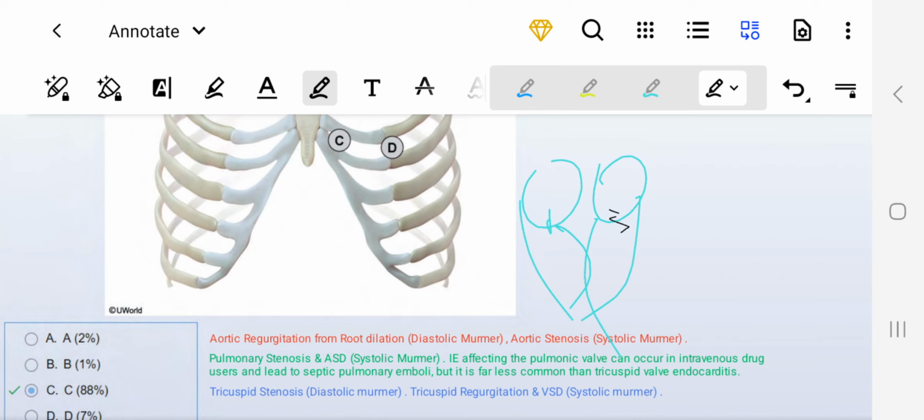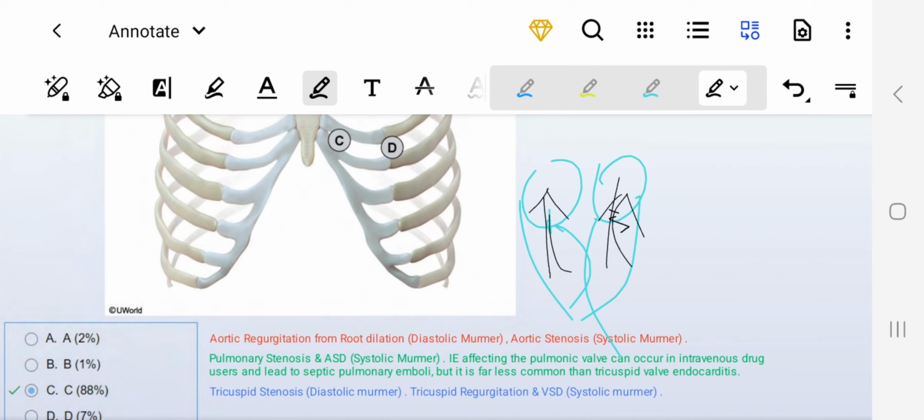For these, whenever there is stenosis, they will produce a diastolic murmur. But whenever there is regurgitation, that is the fluid is moving in the backward direction, that will produce a systolic murmur. But this is opposite in the case of the semilunar valves.